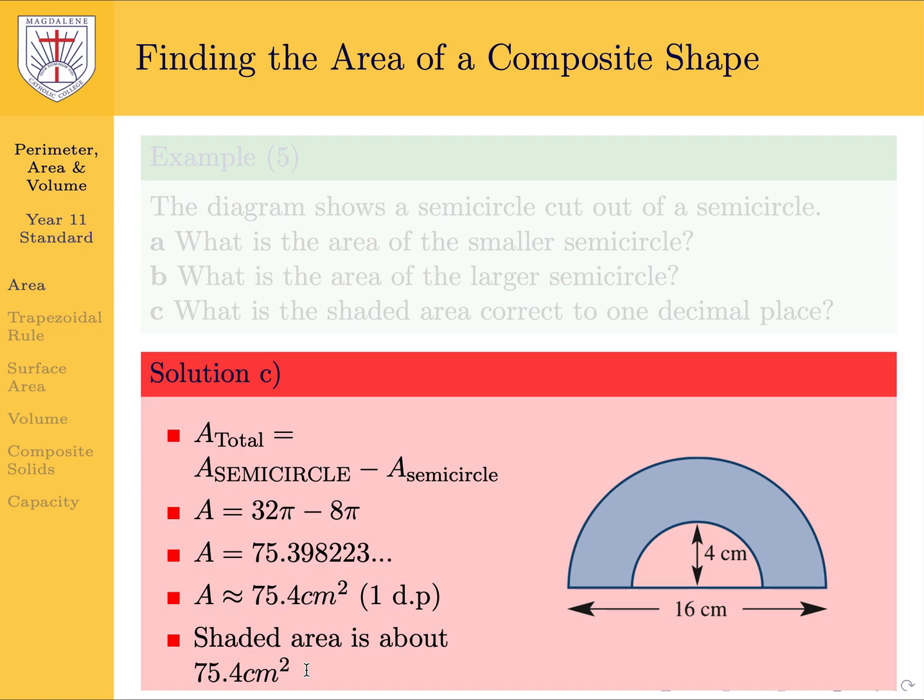So that's the end of finding the area of composite shapes. And next lesson, we're going to move on to the trapezoidal rule.